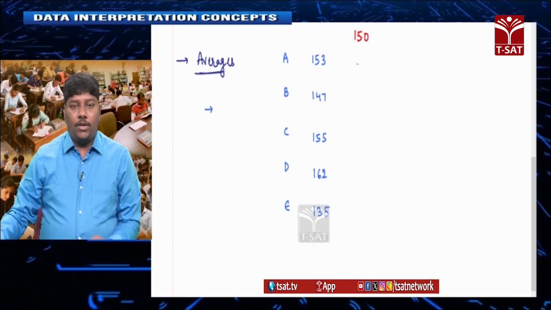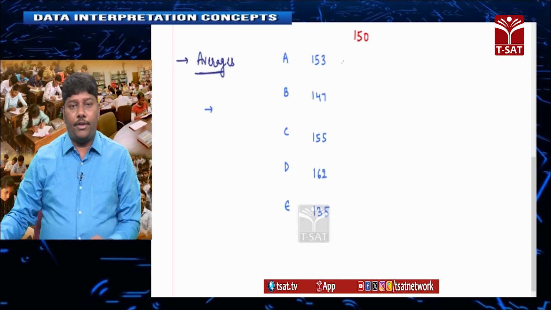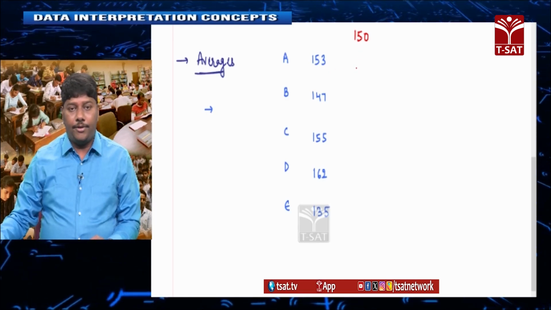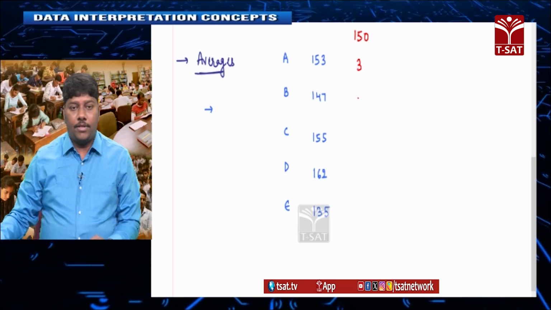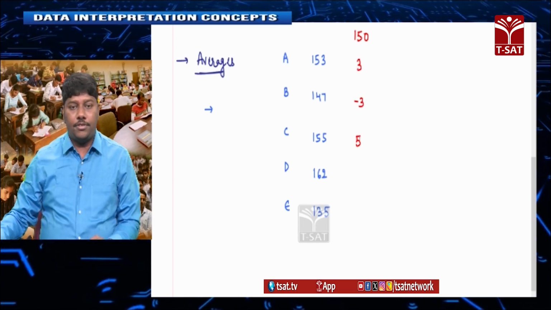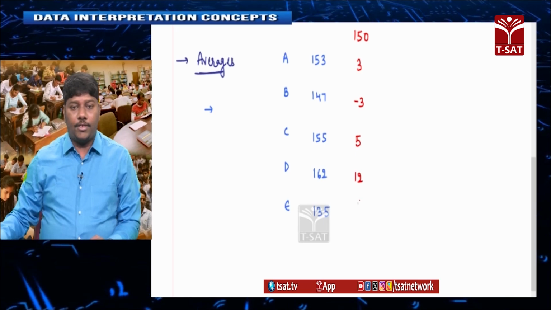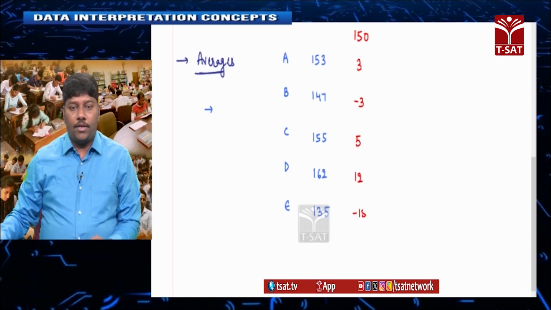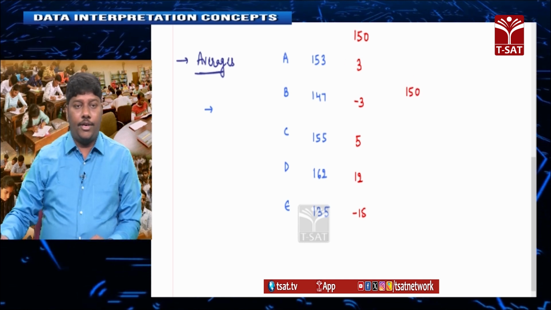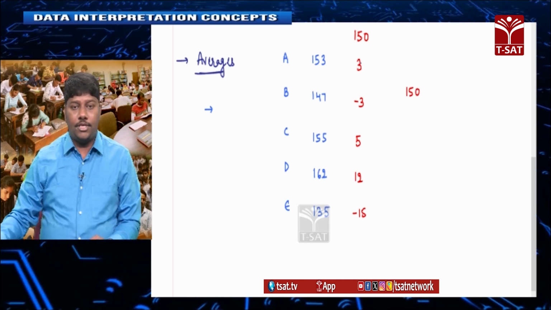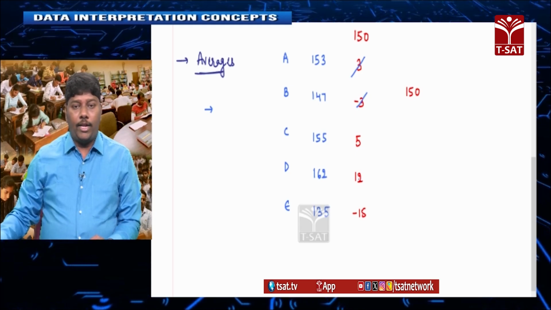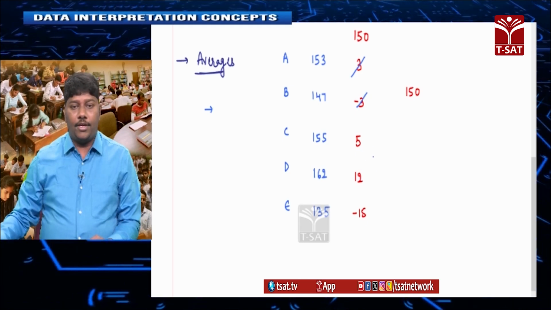What happens? Look here, subtract this 150 from each and every observation. 153 minus 150 is 3 here. This is minus 3. I am finding the deviations. So this is 12, this is minus 15. My assumption was 150. Now look at the deviations. What is the sum of deviations? 3 minus 3 get cancelled. 12 plus 5 is 17, minus 15 is plus 2.